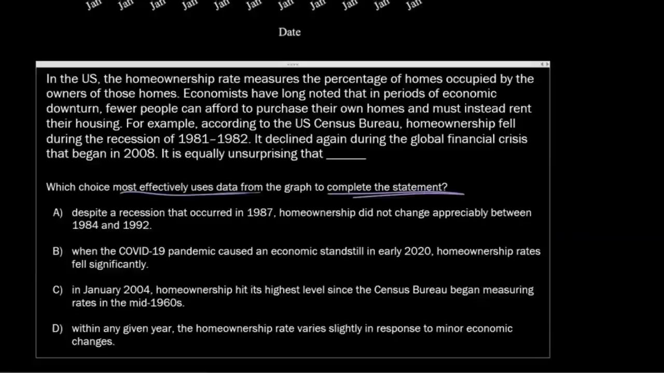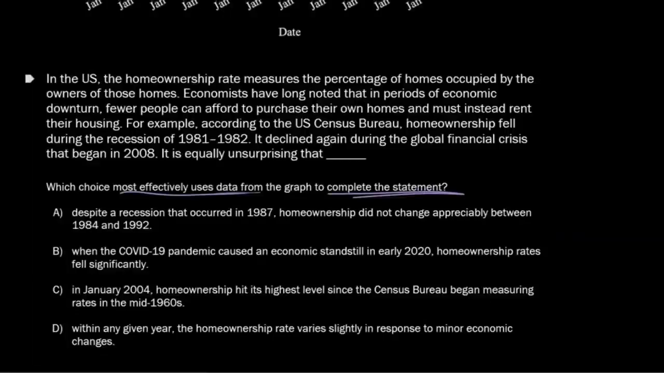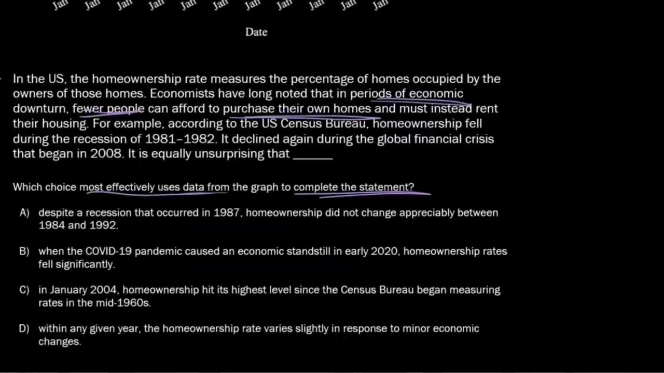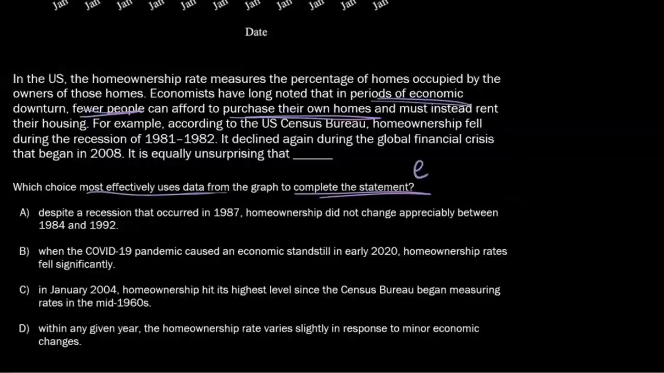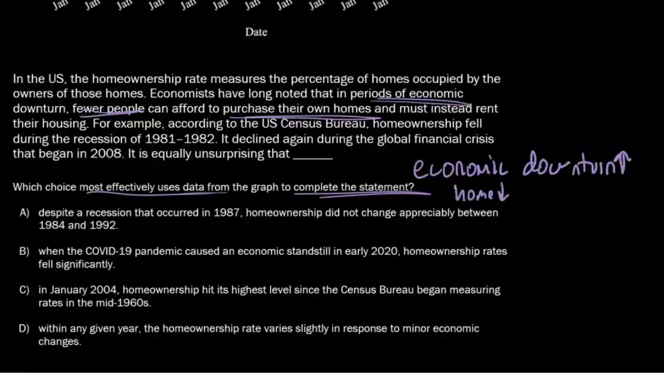Let's find the argument. Economists have long noted that in periods of economic downturn, fewer people can afford to purchase their own homes. So what is this saying in our argument here? They're saying that when economic downturn increases, home ownership is going to go down. So which of these makes sense?